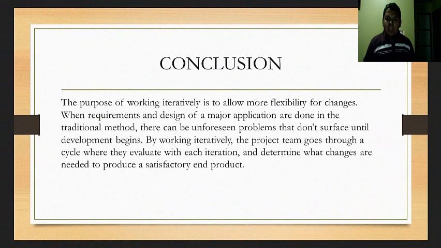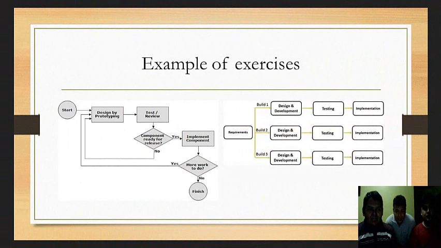Conclusion. The purpose of working iteratively is to allow more flexibility for change. When requirements and design of a major application are done in the traditional method, there can be unforeseen problems that don't surface until development begins. By working iteratively, the project team goes through a cycle where they evaluate each iteration and determine what changes are needed to produce a satisfactory project. Finally, as you can see, we have some examples of the structure of the iterative models.